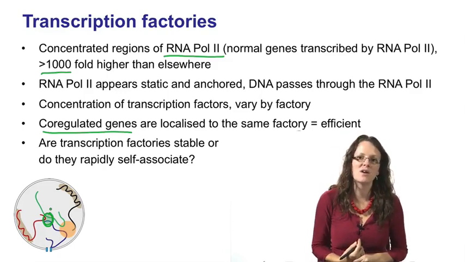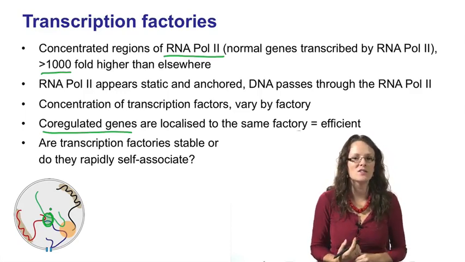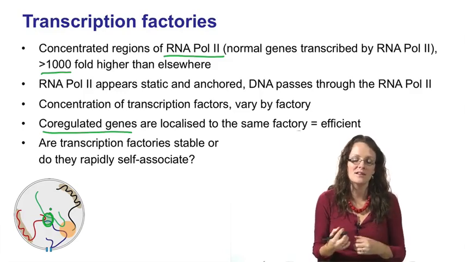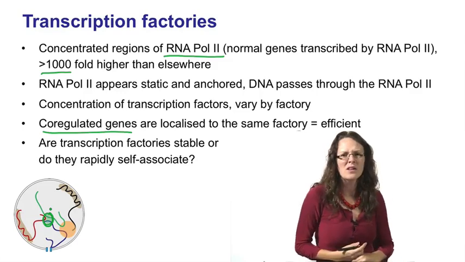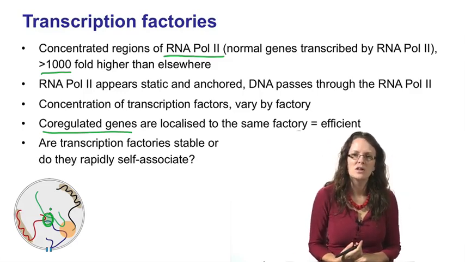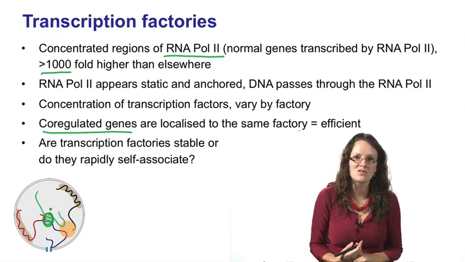And this makes sense of why we know transcription factors, in fact, are really very lowly expressed genes. They don't need to be highly expressed when you look at the whole nucleus, so long as there's enough of them at one particular site. One of the questions is then, well, are these transcription factories stable, or do they rapidly self-associate when required? And this is one of those questions that we still don't understand.